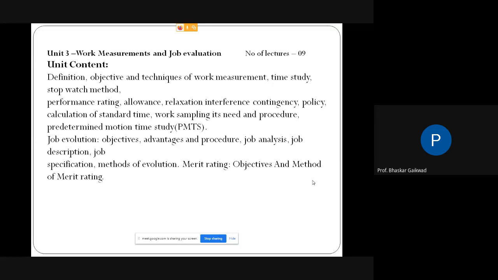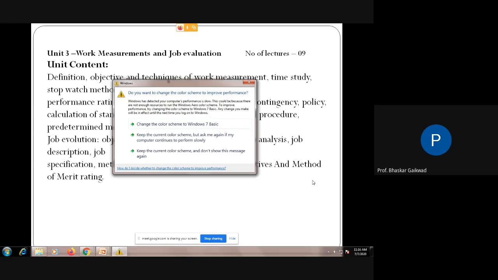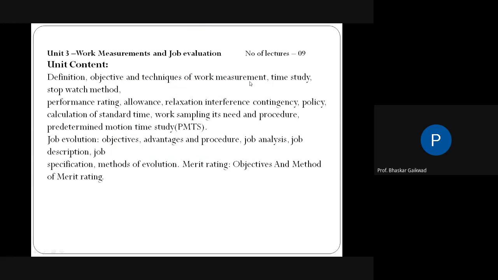So work measurement, job evaluation, and in the syllabus, merit rating, 3 points are there. So what does it contain in these chapters? Just to see the university syllabus. Definition: what is actually the definition of work measurement? What is actually the definition of job evaluation? And one more point, which is not specified at the top of this unit, that is merit rating. But in the last lines, the word merit rating is given.